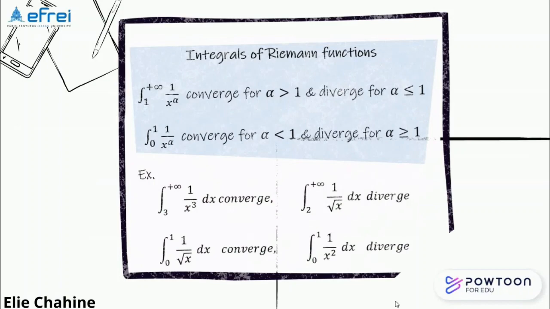We'll consider also one special case. It's the case of the Riemann functions. These functions can be written as 1 over x to the power alpha. The integral of this function between 1 and infinity is convergent only when alpha is greater than 1 strictly, and it's divergent in the other cases. On the other hand, the integral from 0 to 1 of this function is convergent only when alpha is less than 1 strictly and divergent in the other cases.